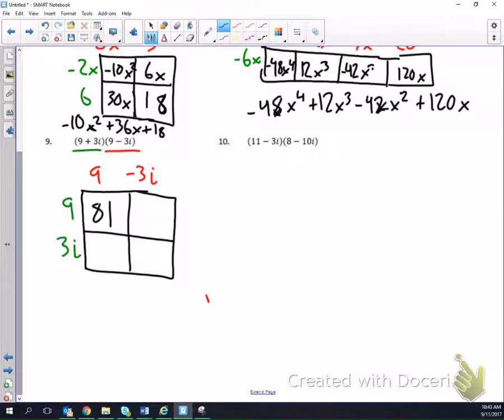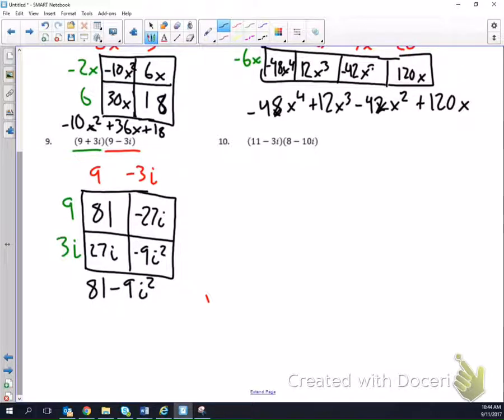9 times 3i, 27i. Negative 3i times 9, that'll be a negative 27i. And then negative 3i times 3i, negative 9i squared. All right, so let's go ahead and write that out. Now I've got 81. If I've got negative 27i plus a 27i, that's just going to be 0. And then I've got my negative 9i squared.